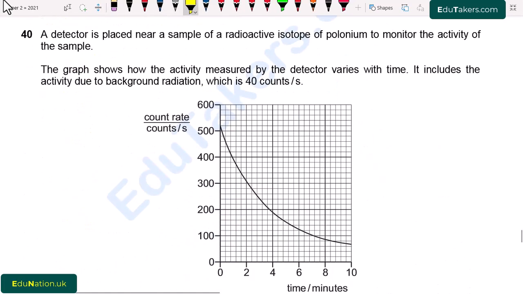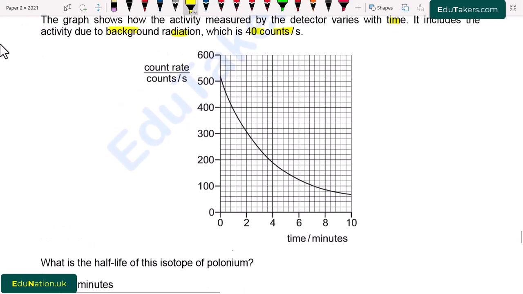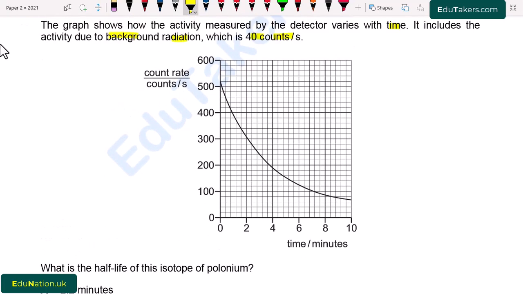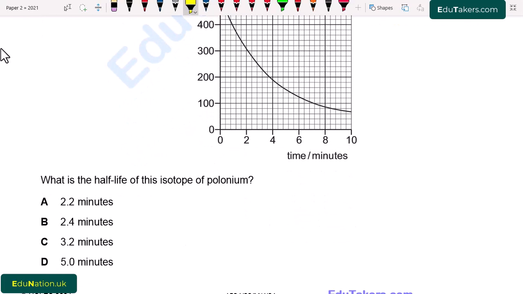Question number 40. A detector is placed near a sample of the radioactive isotope of polonium to monitor the activity of the sample. The graph shows how the activity measured by the detector varies with the time. It includes the activity due to the background radiation, which is 40 counts per second. So this count rate is basically due to the background radiation and also due to the radioactive sample. What is the half-life of this isotope of polonium?